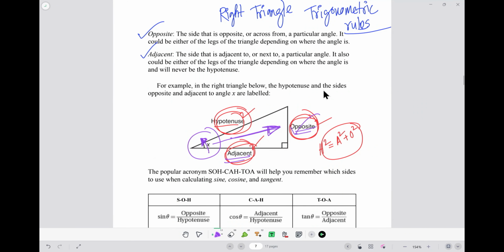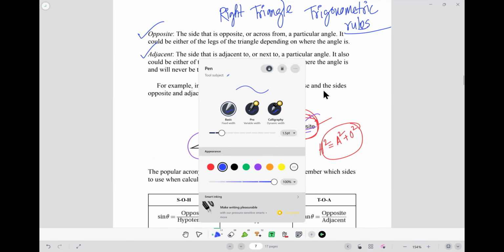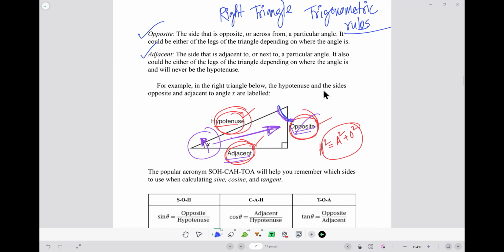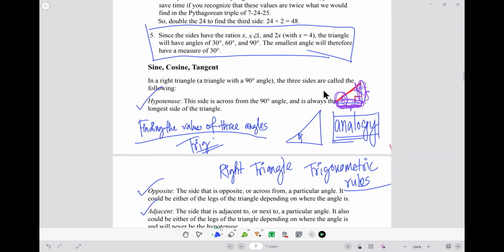But if I take this other angle as our angle of interest, then this is going to be the opposite side, and this is going to be the adjacent side. Okay, you got it, right? But the hypotenuse will always remain the same, because the 90-degree angle is not changing, and that's why the hypotenuse will always remain the same.